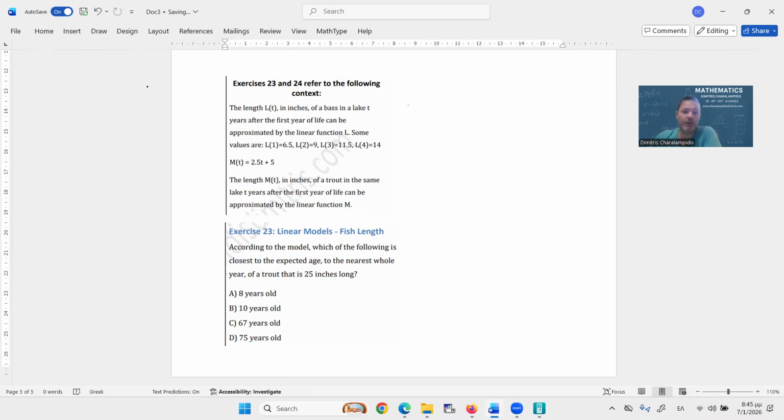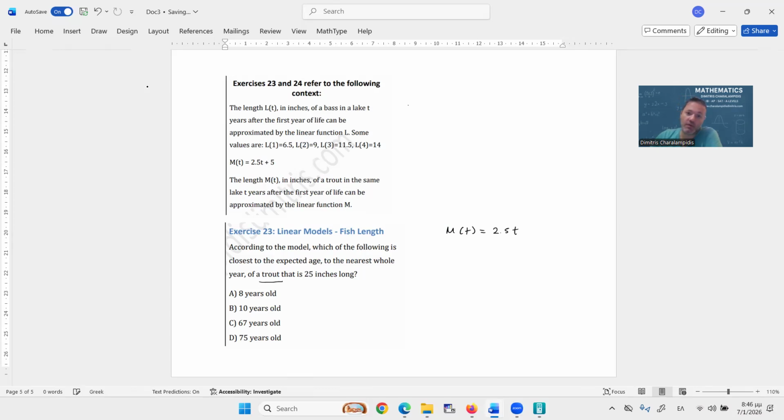And for this, we know that it stands for the length in inches of a trout in the same lake, once again, t years after the first year of life. According to these models, which of the following is closest to the expected age, to the nearest whole year, of a trout that is 25 inches long? And since it refers to a trout and not a bass, we will apply the m(t) model.